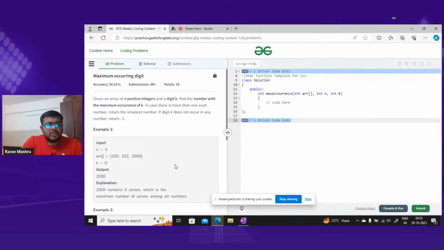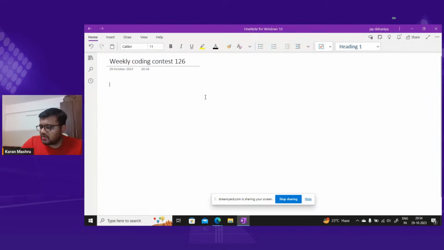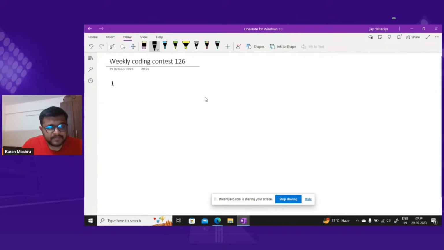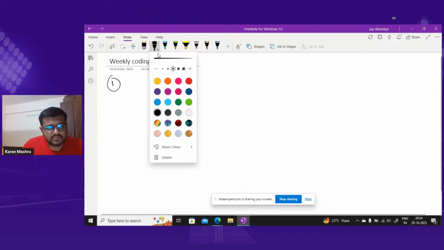Okay, great. So let us start with the first question, that is maximum occurring digit. Given an array of n positive integers and a digit k, find the number with the maximum occurrence of k. In case there is more than one such number, return the smallest number. If k does not occur in any number, then return -1.